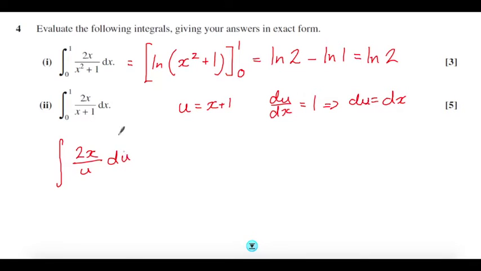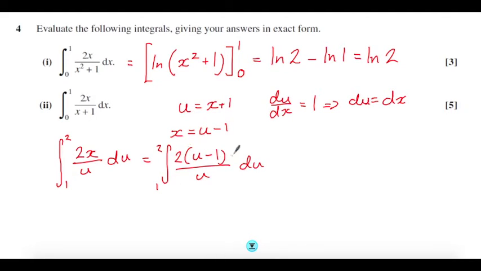And at the point where you swap dx and du, you need to change the limits. So our u limits are our x limits plus 1. So we just use the same substitution we made. So 1 plus 1 is 2, 0 plus 1 is 1. Problem here is that we've still got an x. So what we need to do is look back at our substitution and make x the subject, and then we can sub that in. So between 2 and 1, we've got 2 lots of u minus 1 over u du. Still not a very nice integral, but it's something we can work with.